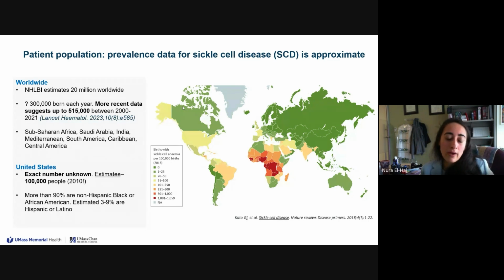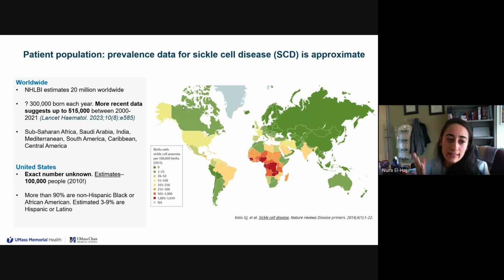Actually, the National Heart, Lung, and Blood Institute will say 20 million people worldwide are affected by this disease. We used to say 300,000 born each year, but that was really old data. When we look at some more recent data, we're thinking more 500,000. The reason why we're not so sure and that trends are very approximate is not every country, not every region in the world necessarily tests for this. We do in Massachusetts, so it comes off on the newborn screen. So people might not know their carrier status.